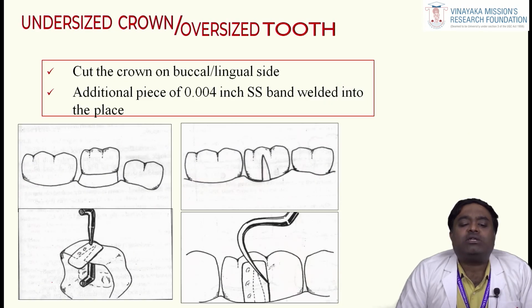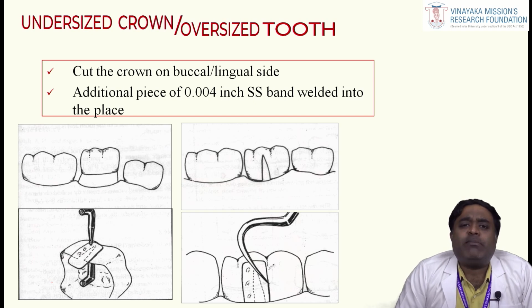So next is an undersized crown and oversized tooth. We have to cut the buccal side of the crown. Once we try it on the tooth, it will be seen as a V shape on the crown, as shown in the figure. Over that, we have to select a band material, round off the margins, and place it on the crown we have prepared. After that, we have to spot weld it.